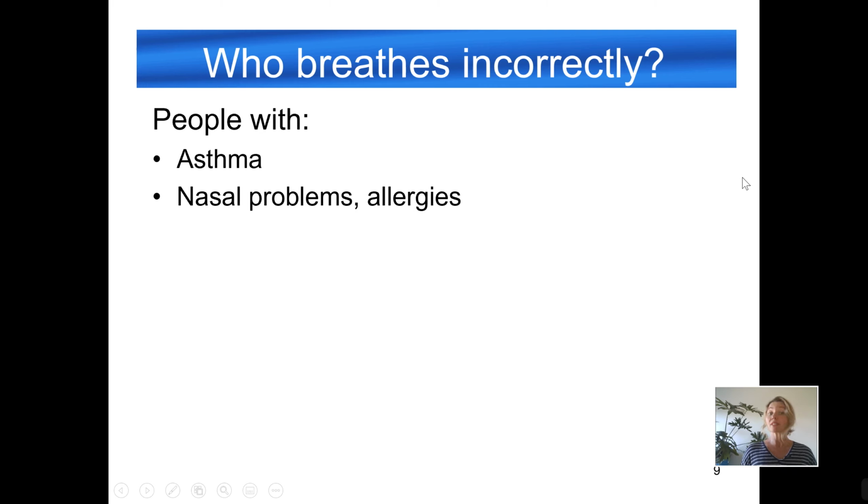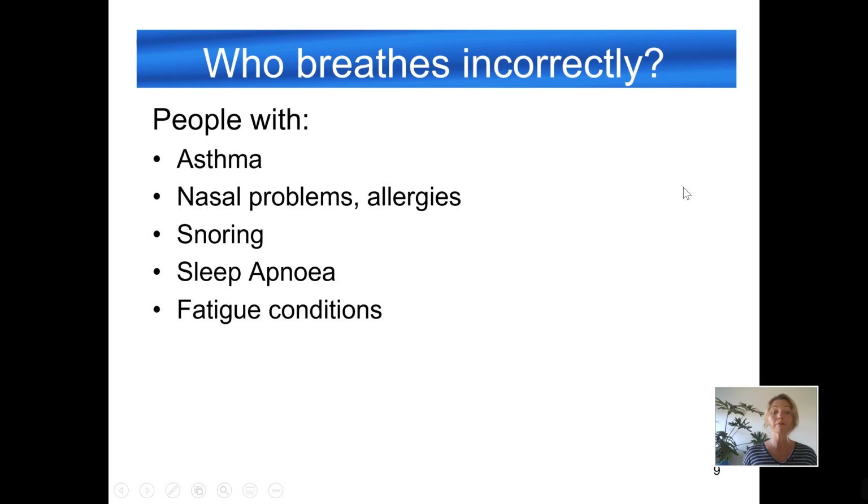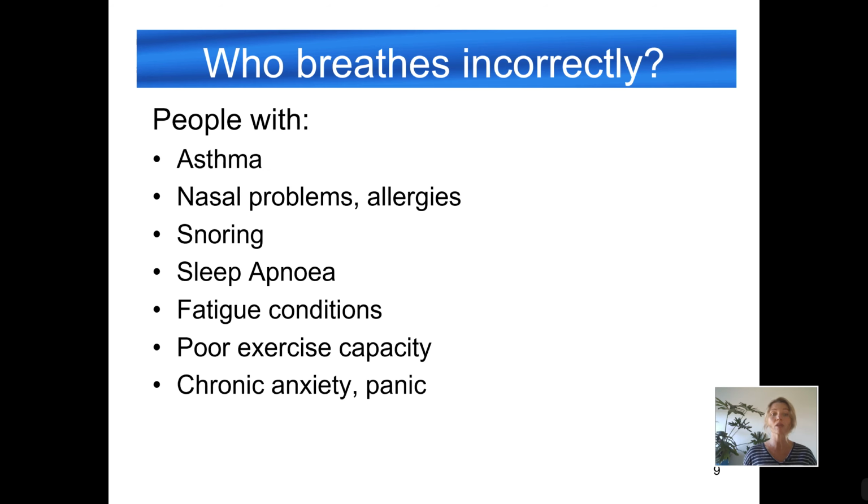So here we've got some people who can breathe incorrectly due to diseases that they may have. So people with asthma, people with nasal problems, sinus infection, allergies, people that are snoring. That's like a chicken and the egg, which one comes first? Same with sleep apnea. People that have got fatigue, people that have a poor capability of exercising, people that suffer from anxiety, and people that have chronic pain.